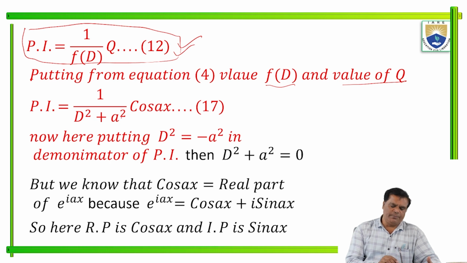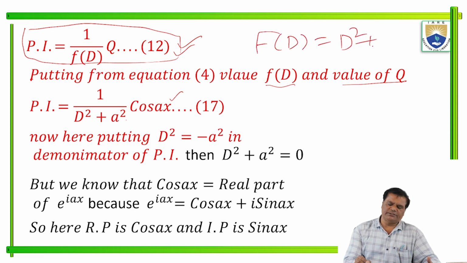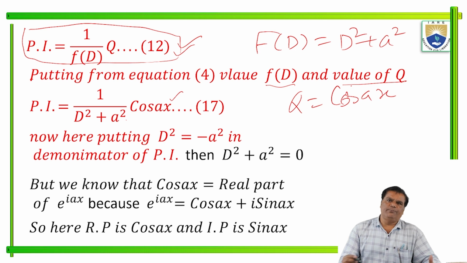PI equals 1 upon D square plus A square into cos Ax. What is F(D) here? In our question, F(D) equals D square plus A square. And what is Q? Q is cos Ax. Both values I am putting here in this equation. So here PI equals 1 upon D square plus A square times cos Ax.